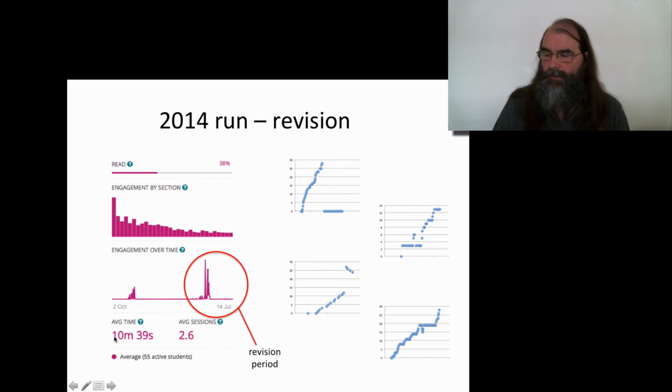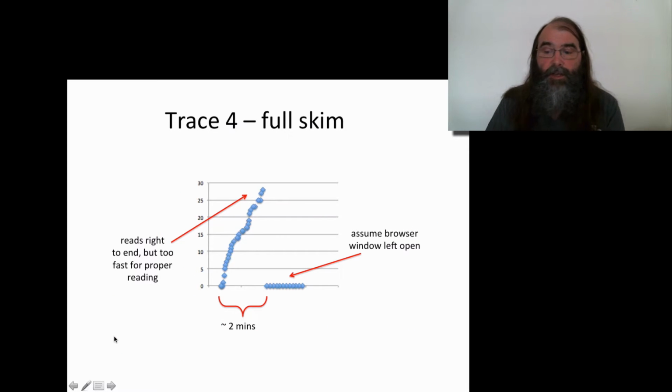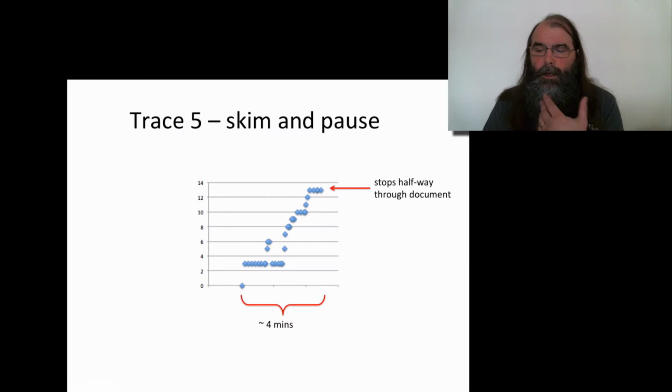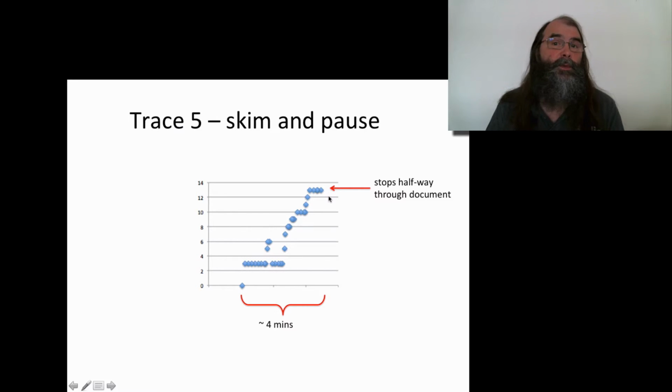We're going to focus on this revision period. Here's somebody during the revision period doing a 2-minute skim of the full 30-page document. Just remind him, maybe this person did read it in detail before. Here's somebody else spending 4 minutes, not a long time, but they've skimmed forward, looked at a particular page and spent some time reading that page, and then skimmed pretty much halfway through the document and stopped.